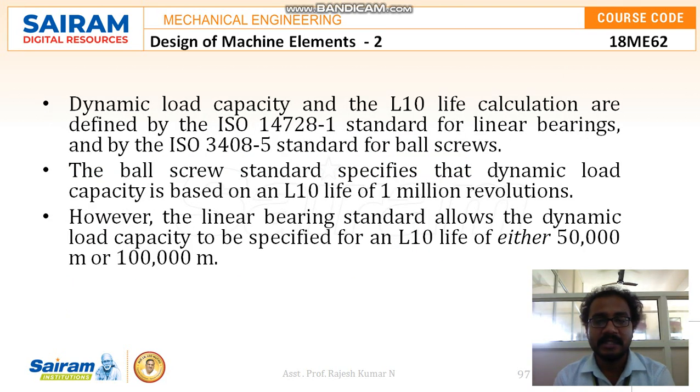Dynamic load capacity and L10 life calculations are defined by the ISO 14728-1 standard for linear bearings and by the ISO 3408-5 standard for ball screws. The ball screw standard specifies that dynamic load capacity is based on L10 life of 1 million revolutions. However, the linear bearing standard allows the dynamic load capacity to be specified for an L10 life of either 50,000 meter or 1 lakh meter.